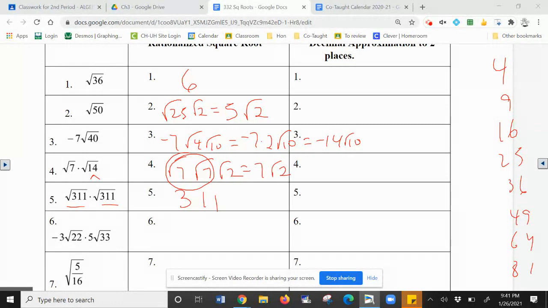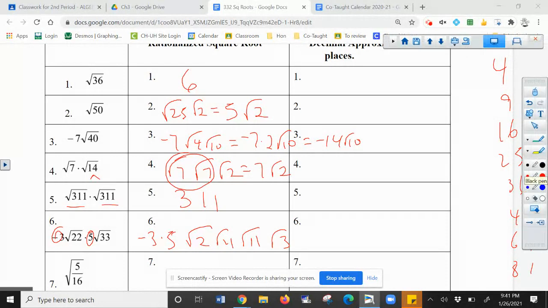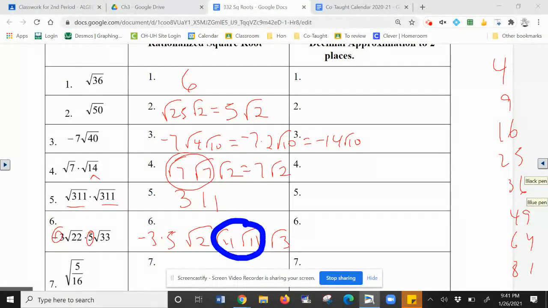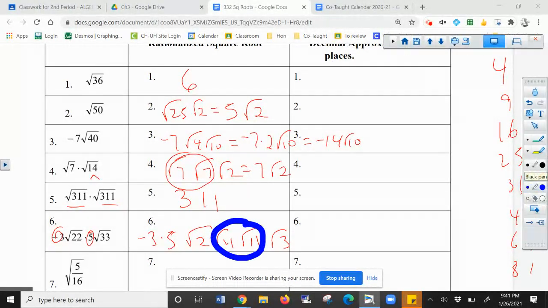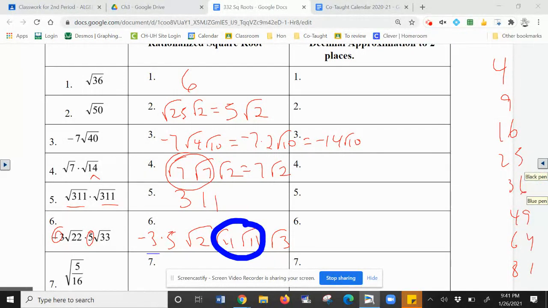Similarly, on number 6, I hope that you recognize that 22 and 33 both have an 11 in there. So I'm going to rewrite the problem. I'm going to say the outside numbers are 3 times 5. That's this thing and this thing. And then the 22 and 33, 22 is the same as 2 times 11 underneath the radical, and 33 is the same as 11 times 3. So I've got the square root of 11 times the square root of 11 underneath the radical. I've got a 3 and a 5 on the outside.